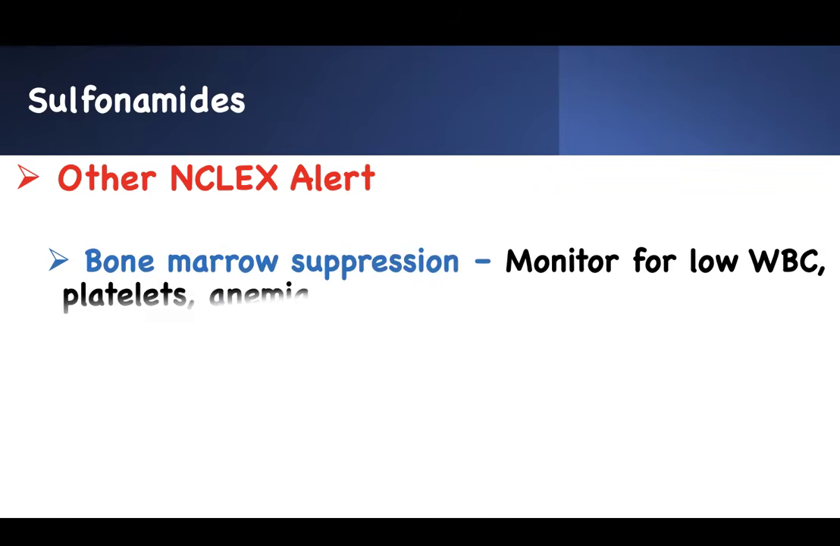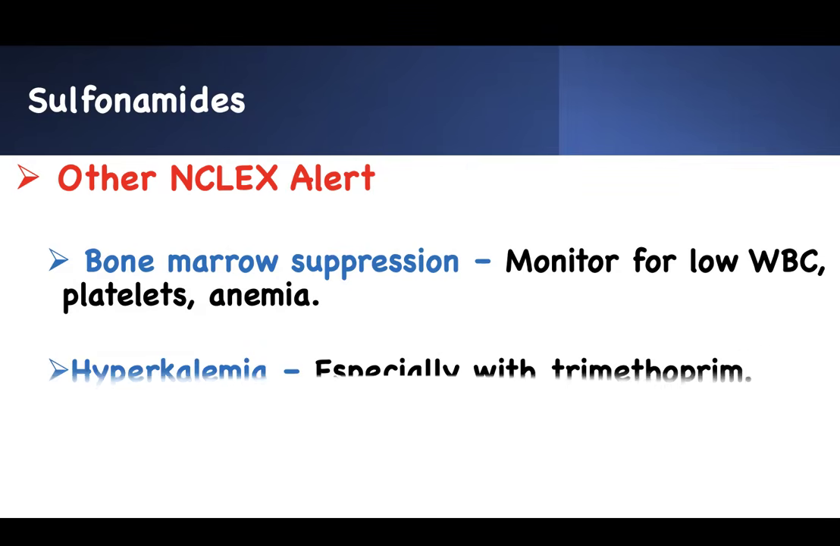And that is bone marrow suppression. So you can lead to pancytopenia, like low white count, low platelet, and anemia. So watch for that bone marrow suppression because of the folic acid synthesis, which is used by the DNA cells. It causes hyperkalemia, right? The trimethoprim portion of it. So you have to be careful. You can't combine it with any medication that causes hyperkalemia. You see, this is what the NCLEX is going to ask you.